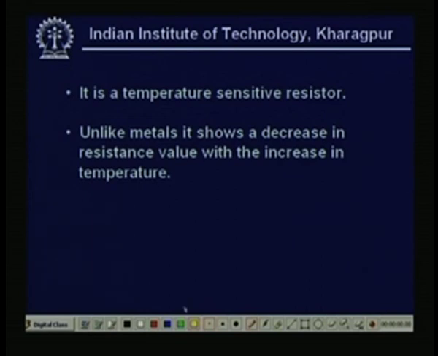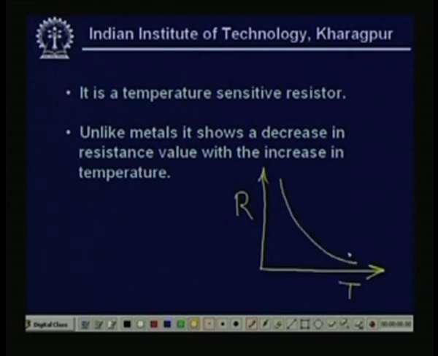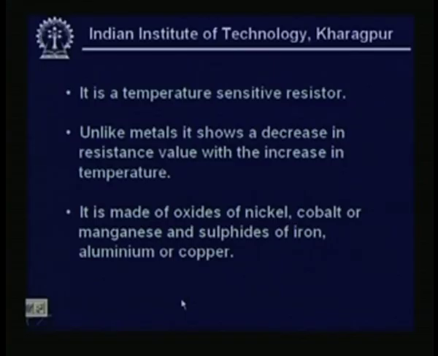If I draw it, the characteristics will look like this. Suppose I draw temperature here and resistance here, the relationship is exponential like this one. Clear? This is the temperature versus resistance relationship of a thermistor. It is made of oxides of nickel, cobalt or manganese, and sulfides of iron, aluminum or copper.